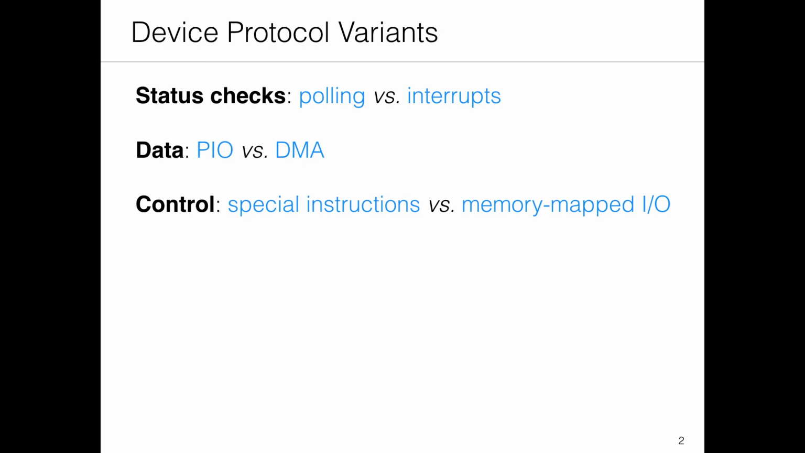DMA can do that. And finally, we looked at special instructions like in and out versus memory mapped input-output, where the peripherals are also expressed as addresses, directly addressable as memory is.